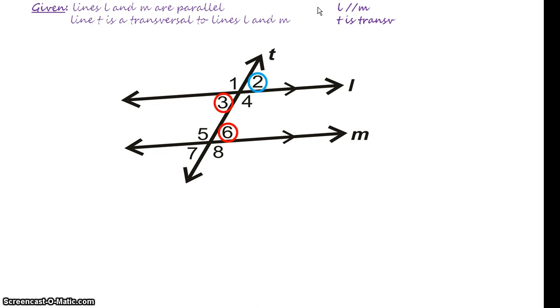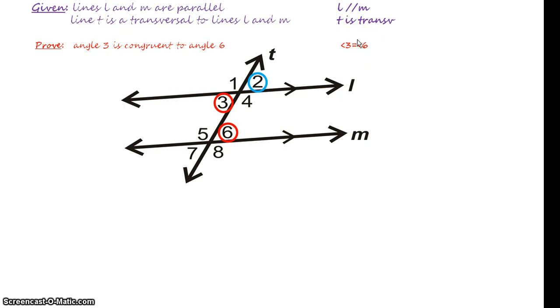Now, we also want to write down what we want to prove. We are trying to prove that angle 3 is congruent to angle 6. And we wrote that there.